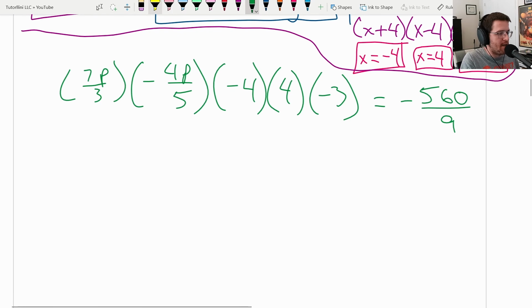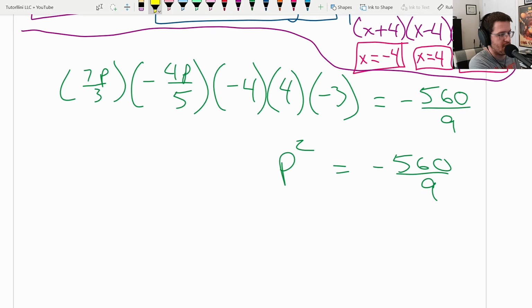All right. Now I'm just going to kind of, p times p is p squared. And let's see what all these other guys are. I'll just do this on a calculator. 7/3 times negative 4/5, all that stuff together. 7/3 times negative 4/5 times negative 4 times 4 times negative 3. All right, I'm getting negative 448 over 5, so that's the coefficient.